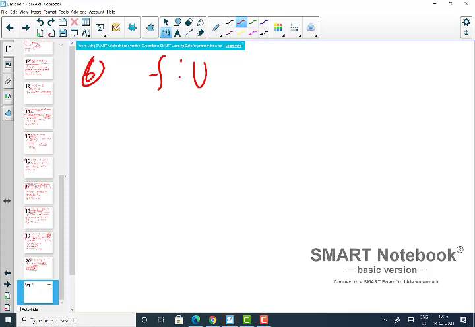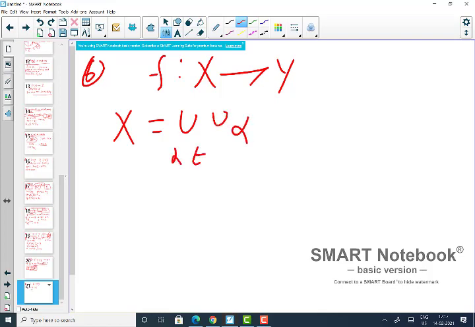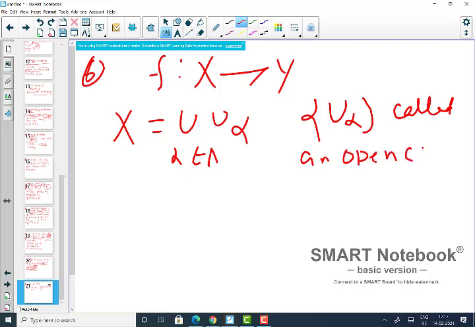Which is okay, so let me write down, it's kind of x to y, and I know that my x can be written as a union of some open sets, U alpha. This kind of forms a partition kind of thing, okay. No, I should not say partition, partition is a special case, but they form a covering, okay. So I should say that this is kind of an open cover. So this U alpha is called an open cover of x. So that means all U alpha are open, and the union is x, okay.